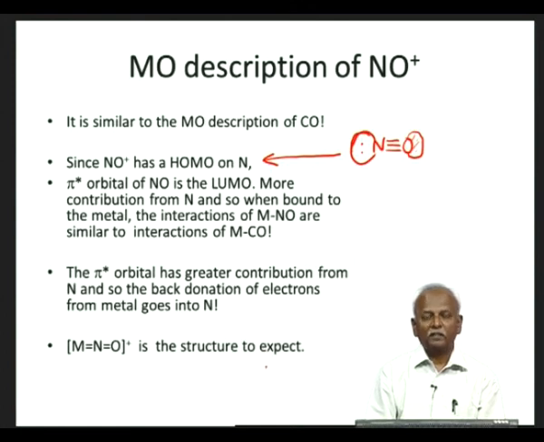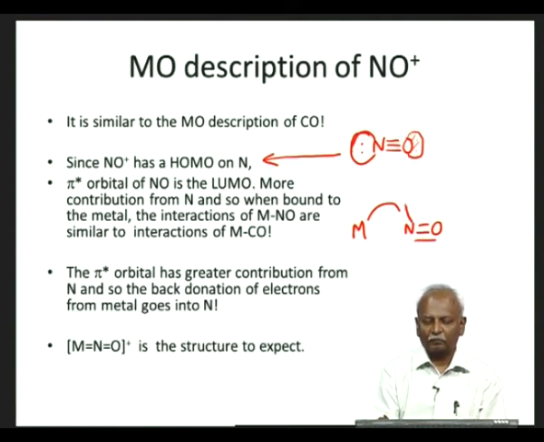Now, since the pi star orbital of NO plus is mostly on the nitrogen, the donation of electron density from the metal into the pi star orbitals of NO is also possible. So, if you have NO plus and a pi star orbital on the nitrogen, this also results in the same type of stabilization that we talked about in the case of carbon monoxide.